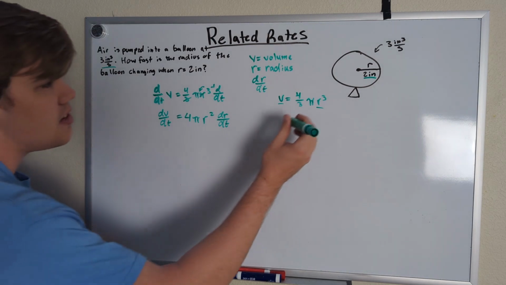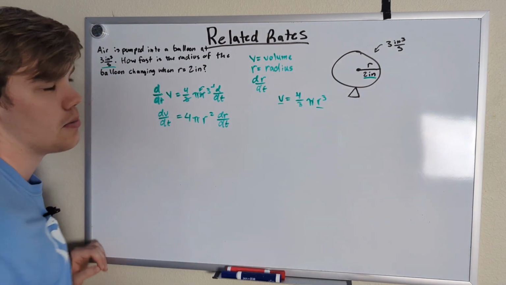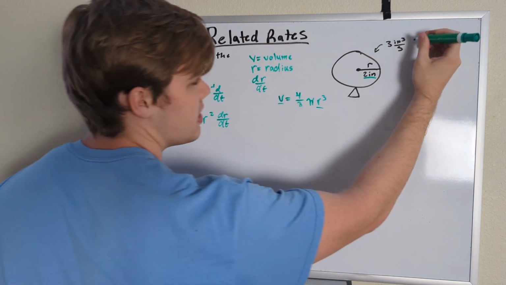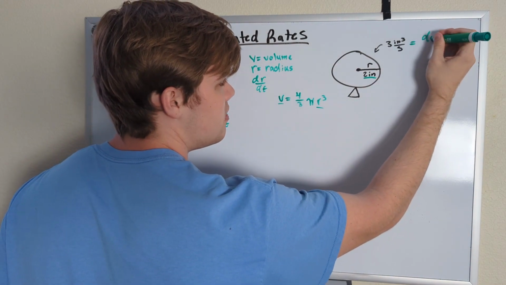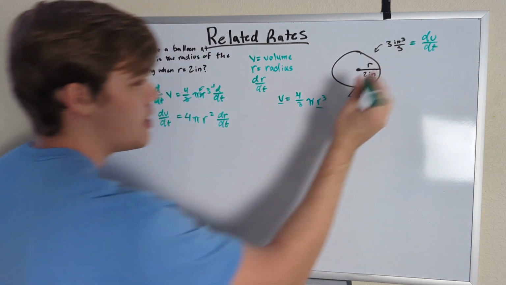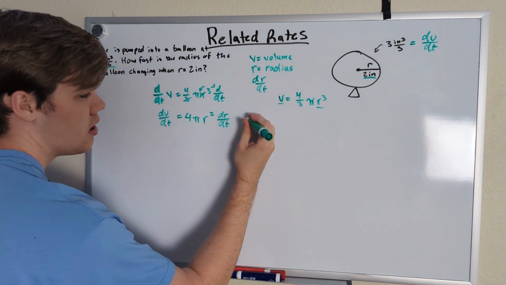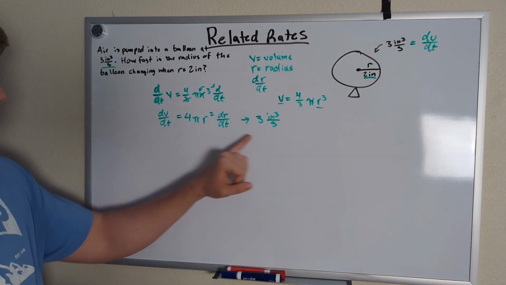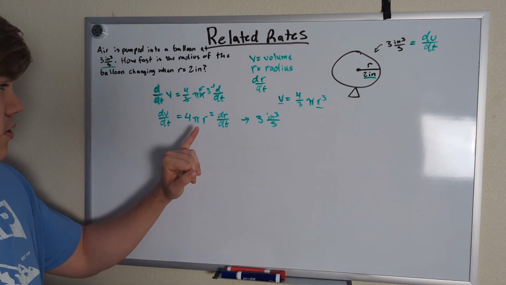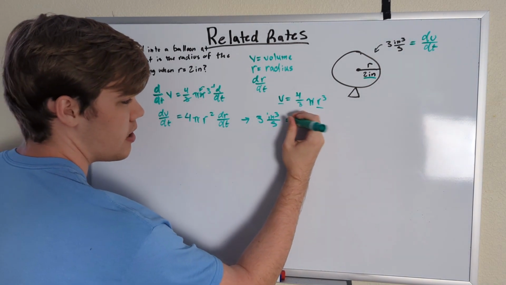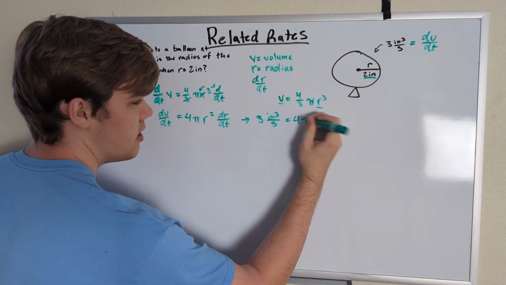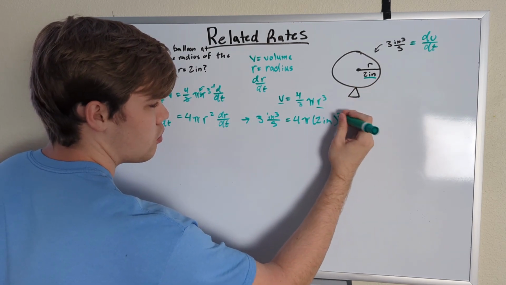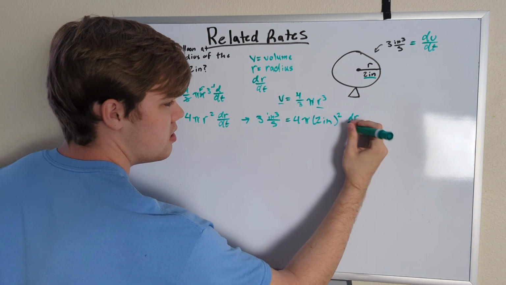First of all, we know that dV/dt is equal to 3 inches cubed per second. This is the change in volume given time. So I should probably write this down over here. This is equal to dV/dt. So we can actually just replace dV/dt with 3 inches cubed per second. Since we replace dV/dt with a number, we can also replace r with a number. So this is now equal to 4 times pi times our radius, which is 2 inches, squared, dr/dt.